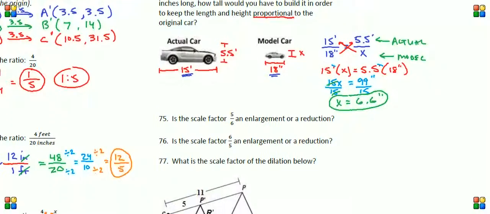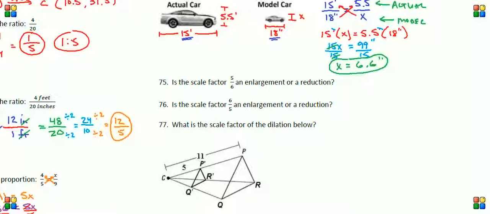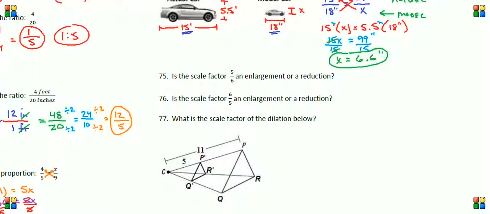Alright, we're still dealing with similarity or dilations. Question number 75. Is the scale factor 5/6 an enlargement or a reduction?